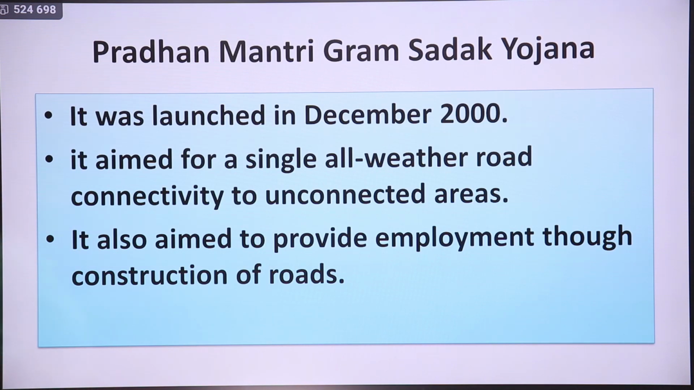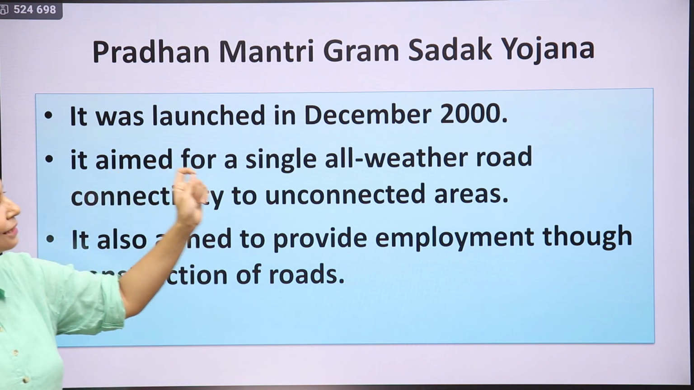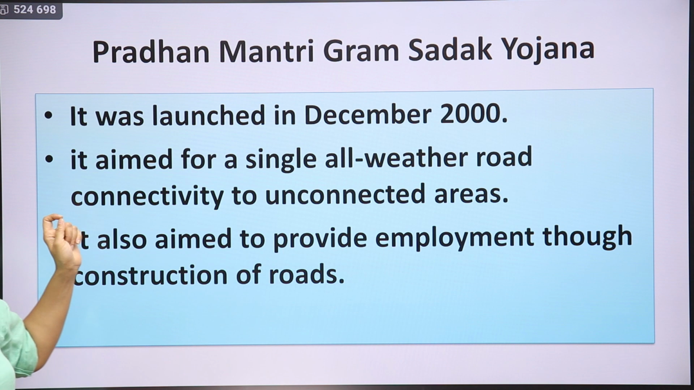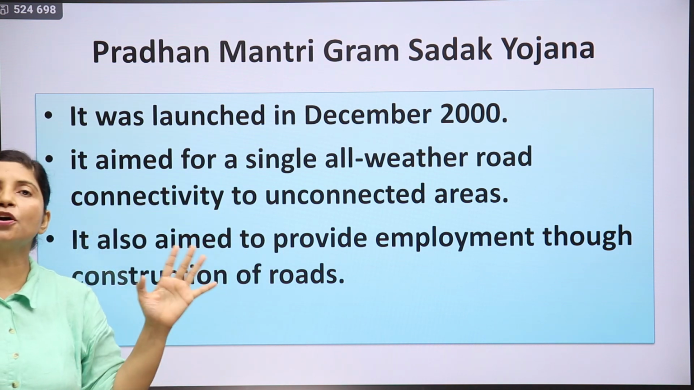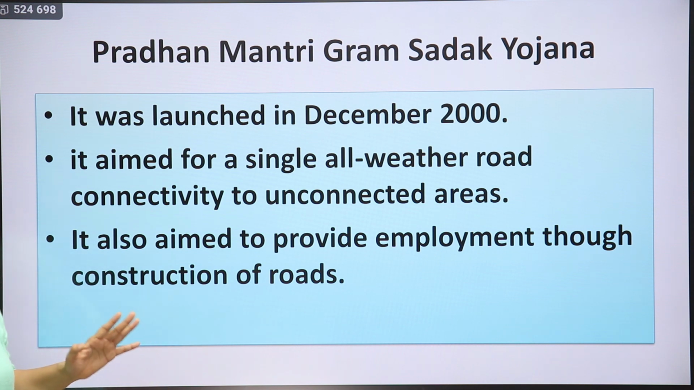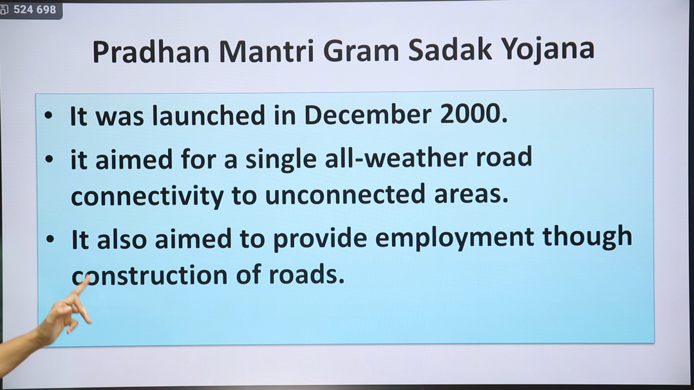Then Pradhan Mantri Gram Sadak Yojana. It was launched in December 2000. It aimed for a single all-weather road connectivity to unconnected areas. That means pakka road, concrete road was to be constructed, and it also aimed to provide employment through construction of roads. So construction of roads was one thing, and it provided employment through this construction of roads as well.